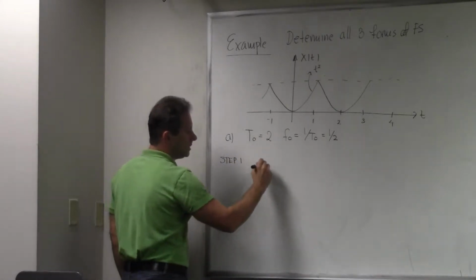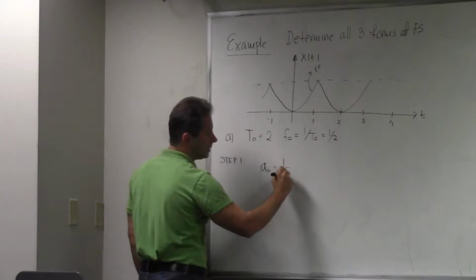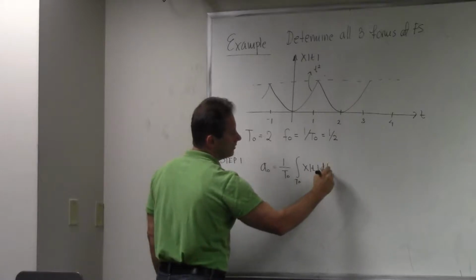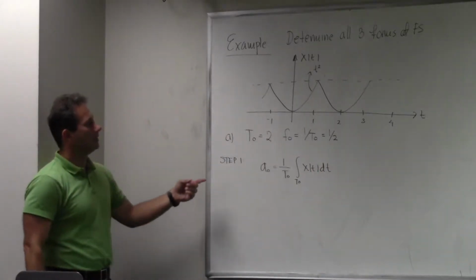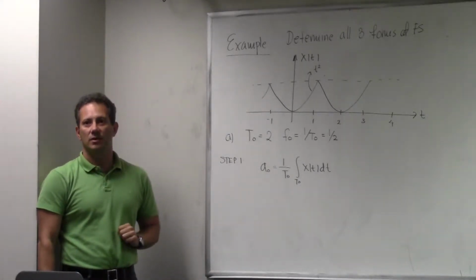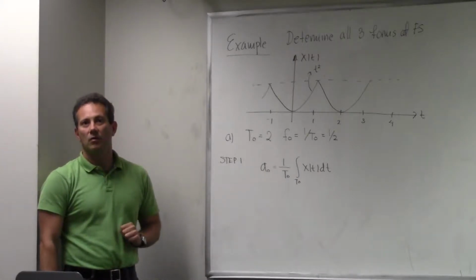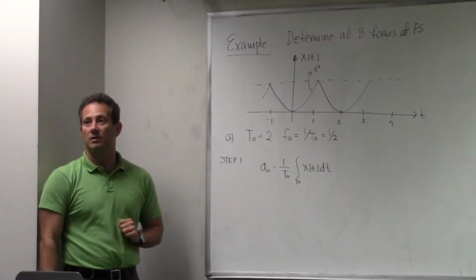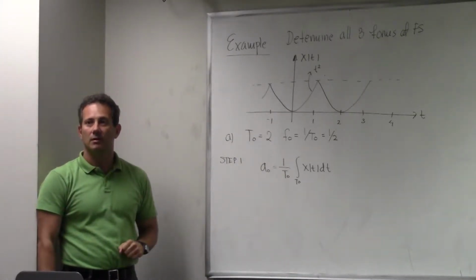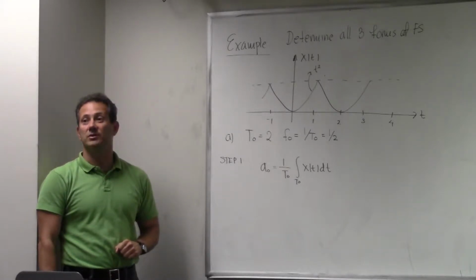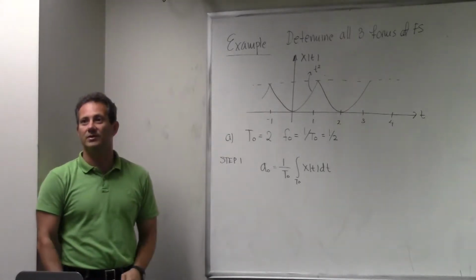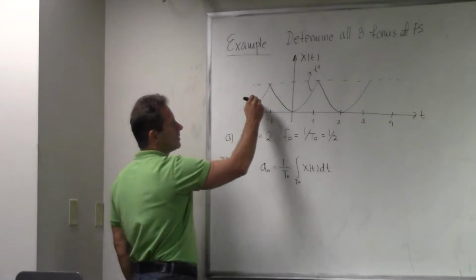Step 1 is always going to be calculation of A0. A0 is calculated as 1 over T0, integral over T0, x of t dt. But before you even calculate A0, my advice is, look at the waveform and guess. What should be A0 here? What's the physical meaning of A0? It's a DC component. Does this signal have a DC component? It's always positive, so it has a DC component. Draw an average of this signal. Where is this average?